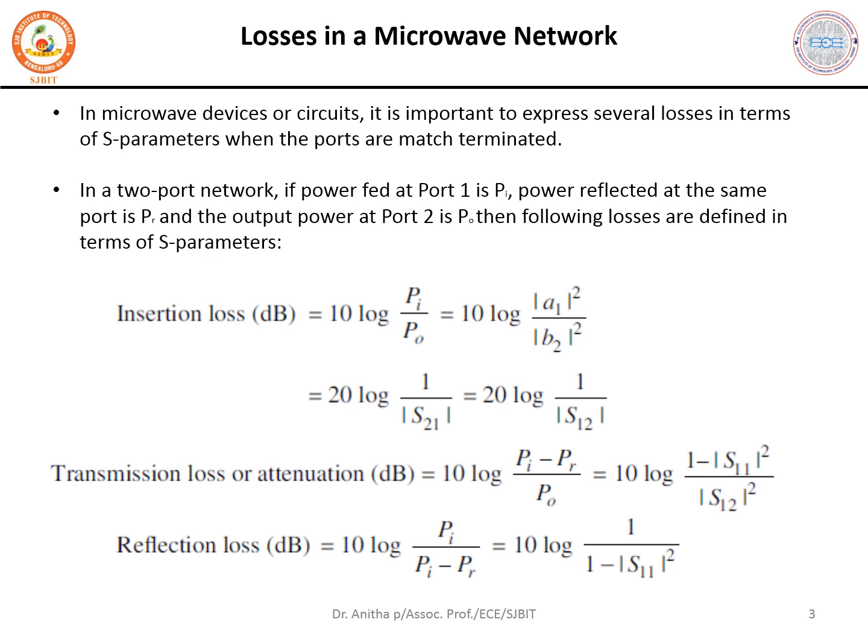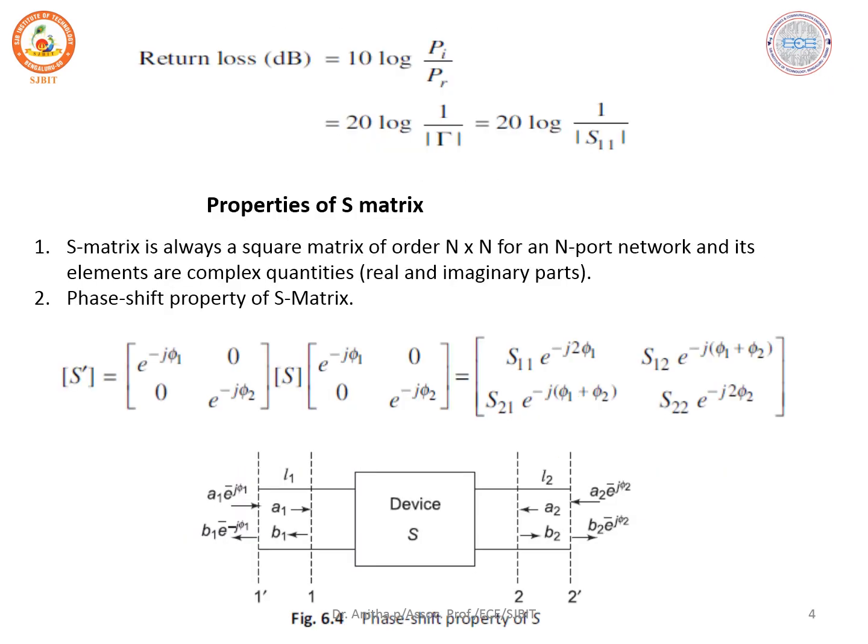Even this you can express in terms of S parameters, considering Pi is A1 square, PR is B1 square. A1 square divided by A1 square minus B1 square. A1 square you take common. So 1 divided by 1 minus B1 by A1, which is nothing but S11 square. In the same manner you can express the other losses, the last one being the return loss.